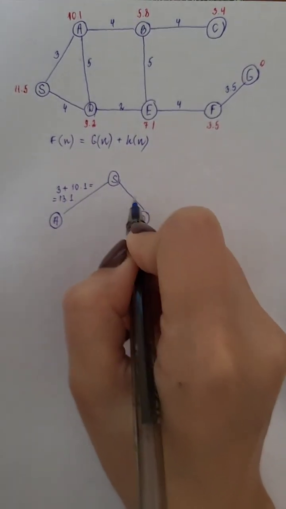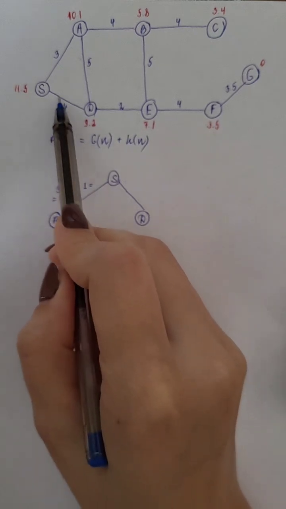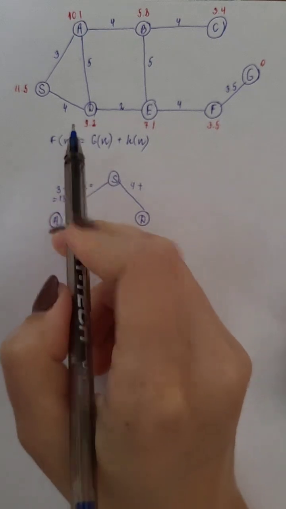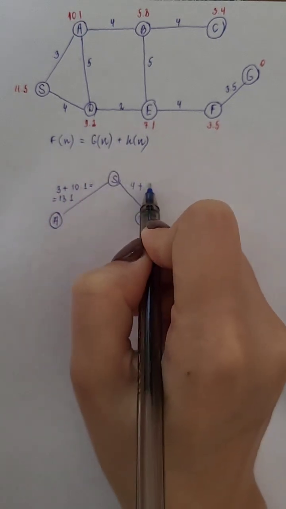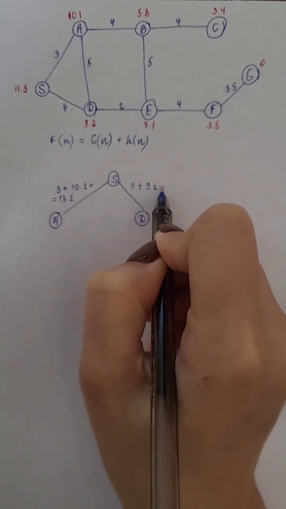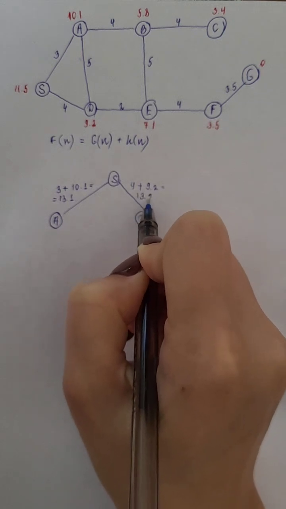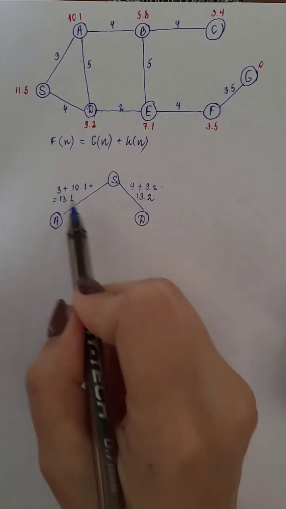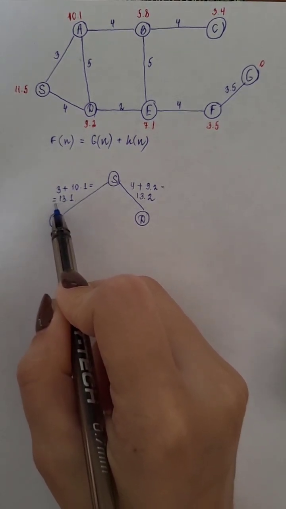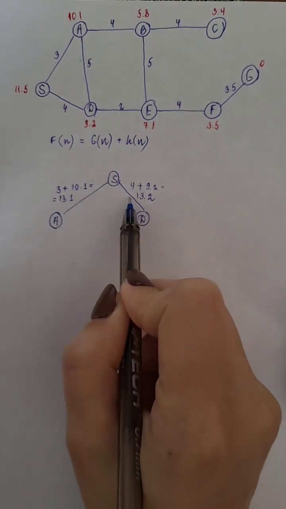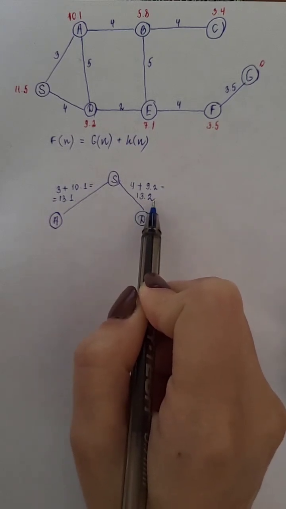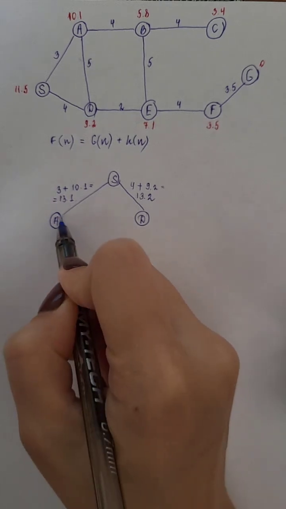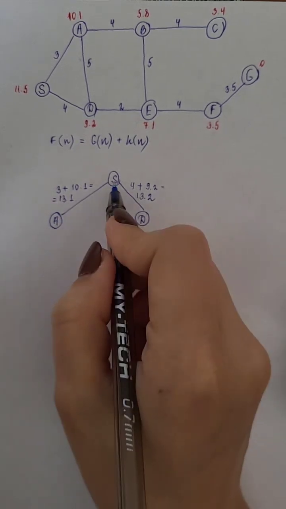And similarly, the distance between S and D is 4 plus the heuristic value of D is 9.2. So it gives us 13.2. So we have to choose the minimum cost. We have 13.1 and 13.2. Which one is the minimum? This one. Then we will continue with A, and S is visited.